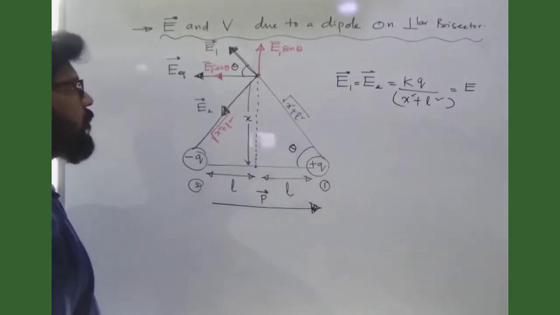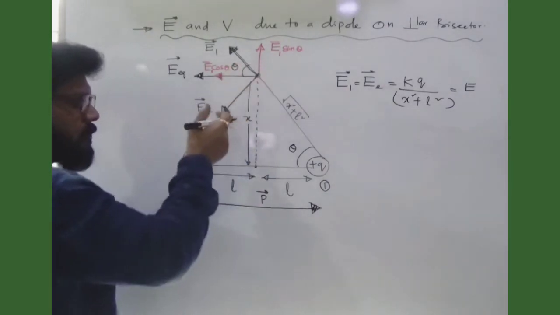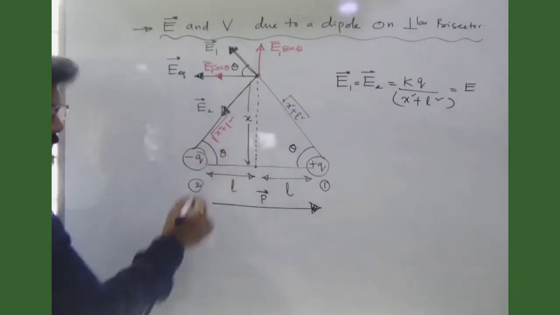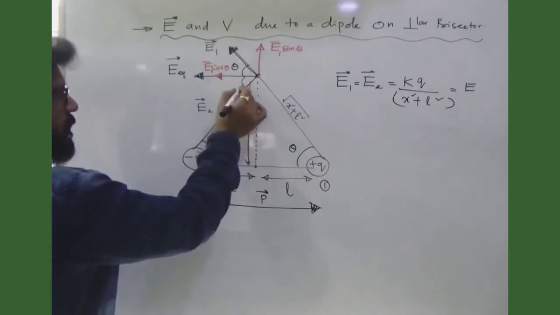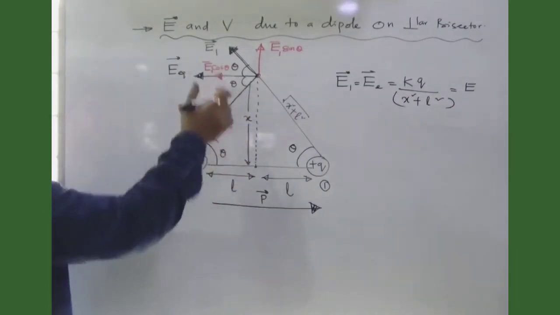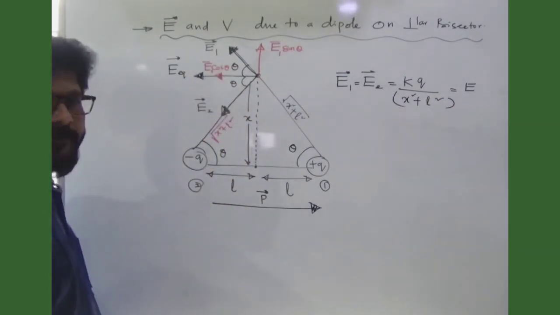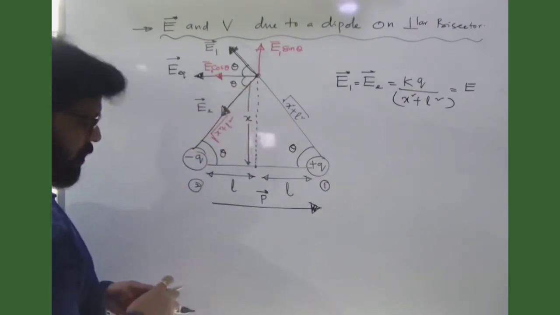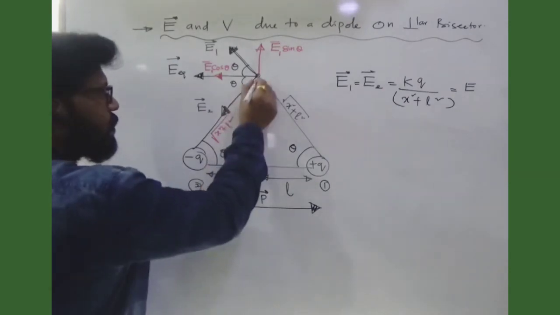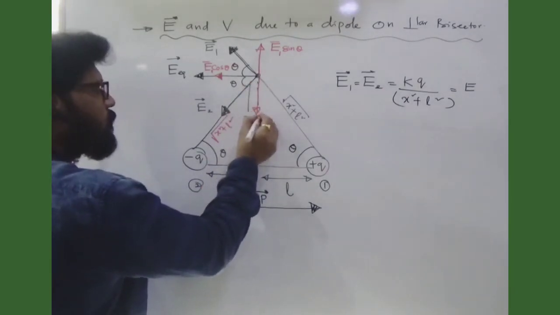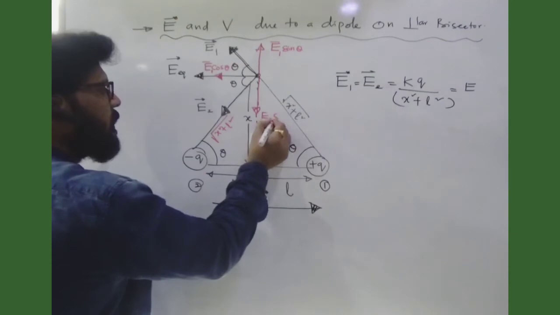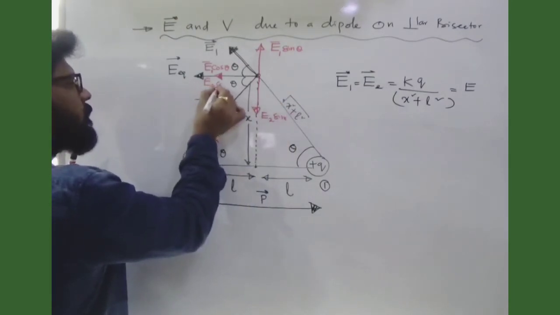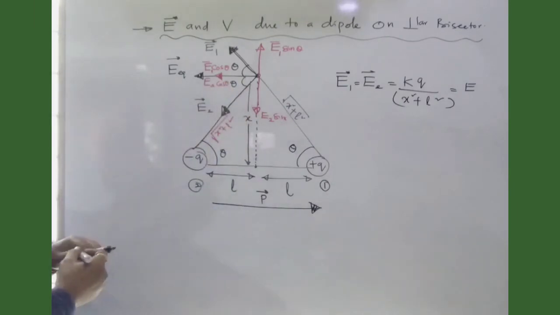Next, this is also resolved into two components. And this is nothing but angle theta. If I take the same angle, here it will be the angle theta. Right? Opposite angles. Now, this E2 is also resolved into two components. One is in the downward direction, this is nothing but E2 sin theta, and here E2 cos theta. Is it clear? Are you able to see?